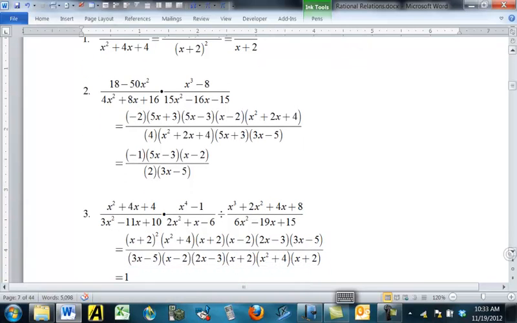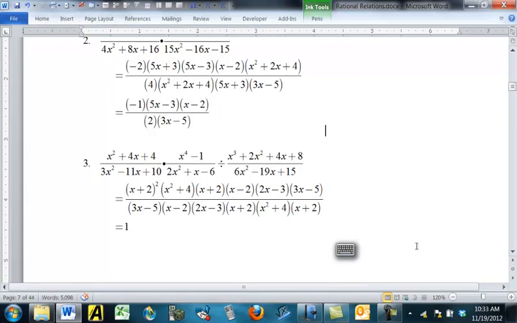Here's one with multiplication and division. This one everything cancels out. It's just 1 in the end. Let's see if we can see that. X squared plus 4x plus 4 is x plus 2 squared. 3x squared minus 11x plus 10 is 3x minus 5 times x minus 2. So these two factors and these two with the square, or this one with the square on it, that's the numerator, and this is the denominator for the first fraction.